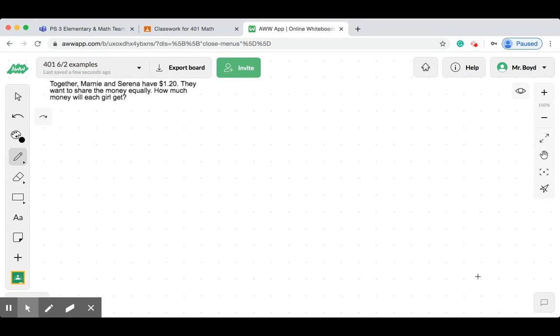Now I want to split the money up equally, so I have to draw it a way that I can share it. Normally, I would just draw a dollar bill and split them up equally. But we have $1.20, so I'm just going to draw the simplest way: a $1 bill. I know this represents $1. And then for 20 cents, I'm going to draw a circle.